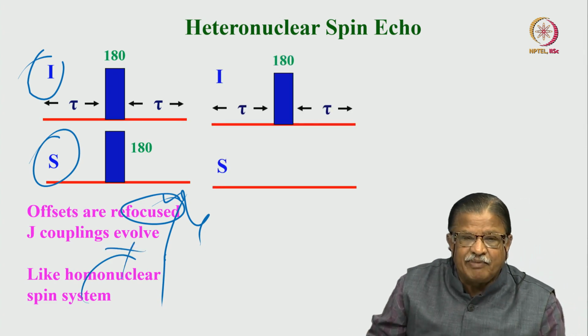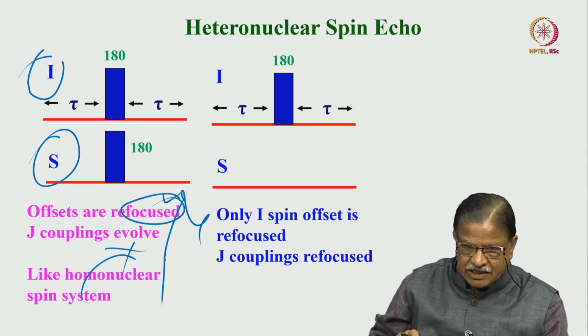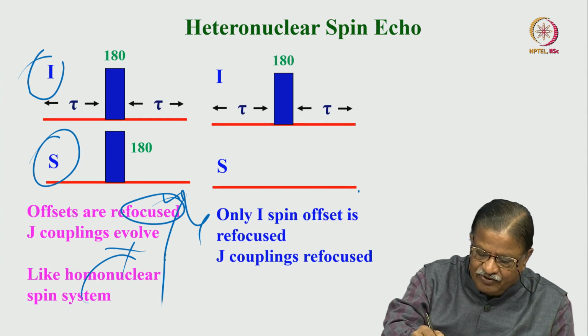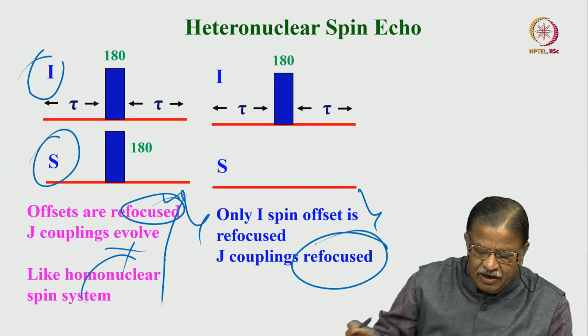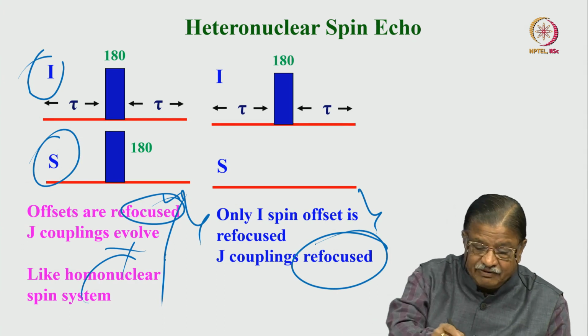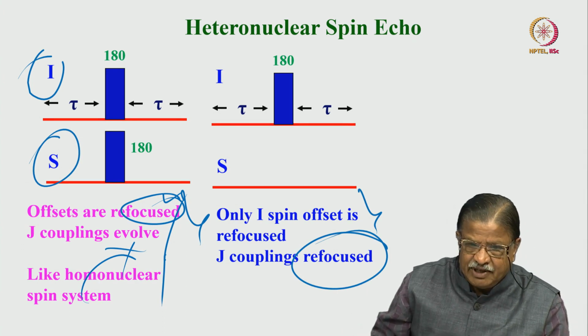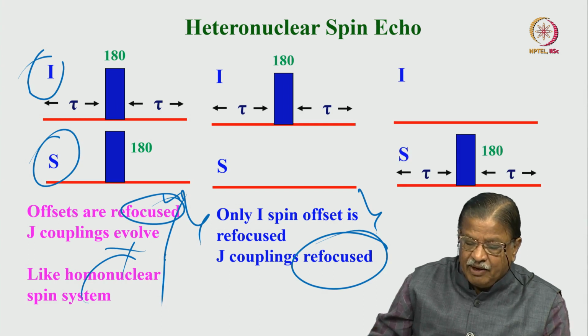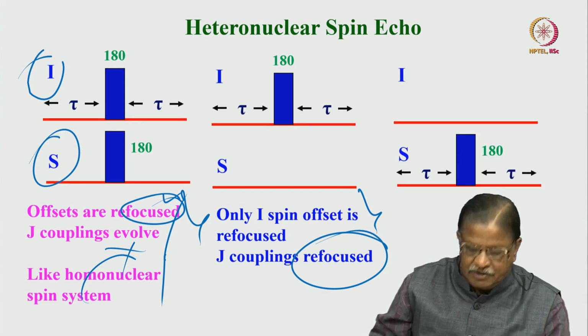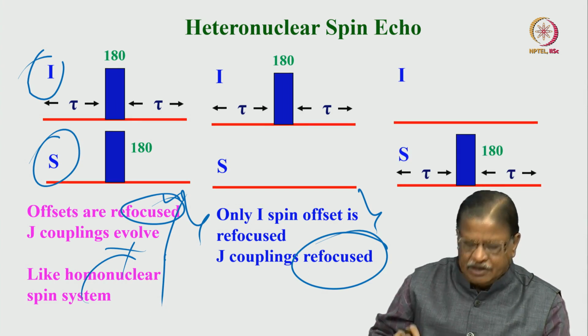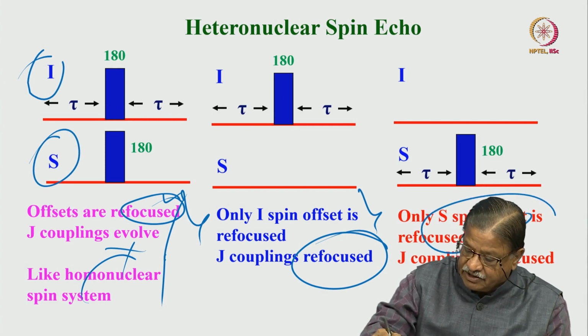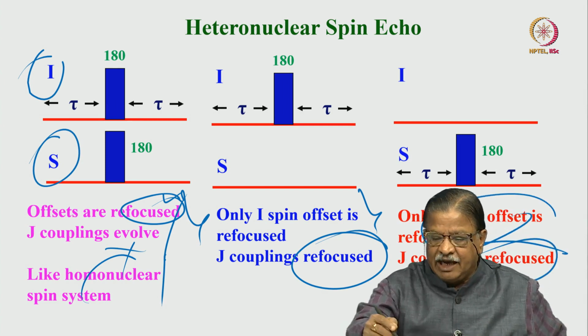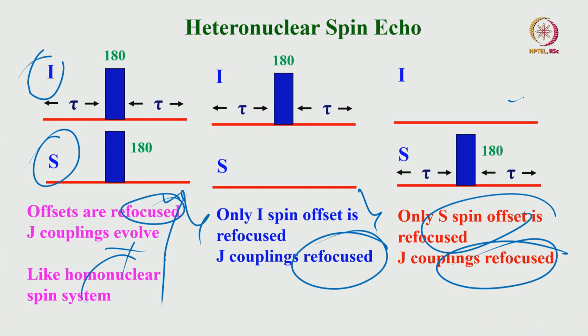What happens if you apply a 180 only on I? Just now we discussed, only I spin offset is refocused, but J coupling is also refocused. On S spin nothing will happen. S spin will keep its chemical shift evolving. Now apply a 180 only on S spin, not on I spin. What is going to happen? Extend the logic. Now S spin offset is refocused and J coupling is also refocused. But for I spin, the chemical shift, nothing happens. These are the three different spin echo experiments you can do when you have heteronuclear spins involved.